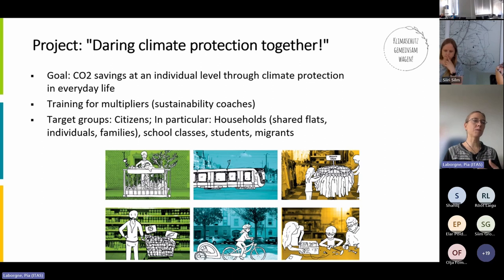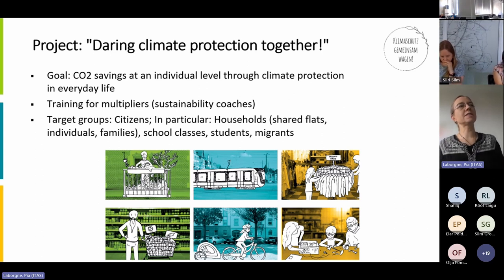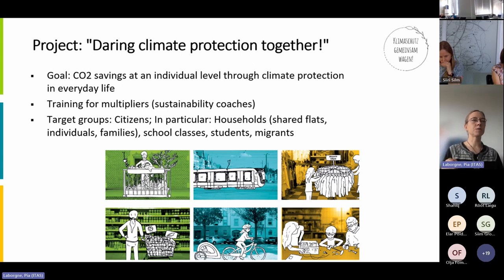This can also be done in a more collective way. We had a project called Daring Climate Protection Together, with the goal to realize CO2 savings at an individual level in everyday life, but as a group. So setting goals together, documenting together, and training multipliers of these sustainability practices. We had different fields, we had means of documenting all this. People came together. The first self-experimentation I presented is rather individual, people try for themselves. Here the social component can help a lot, to do something together and to reflect together on this.